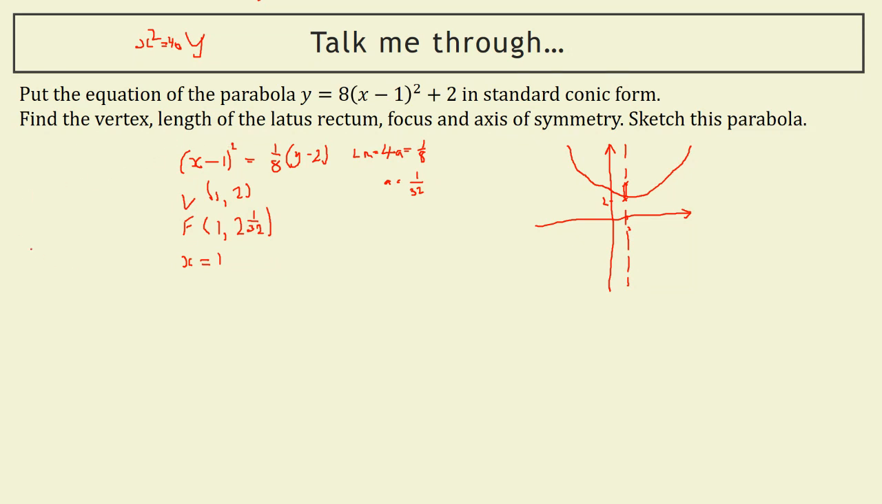That's why. So X is 1, okay, because it goes through that. It goes through the vertex. It goes through the focus. The X value is 1. All right, but we need to get it to look something like that form to start with.